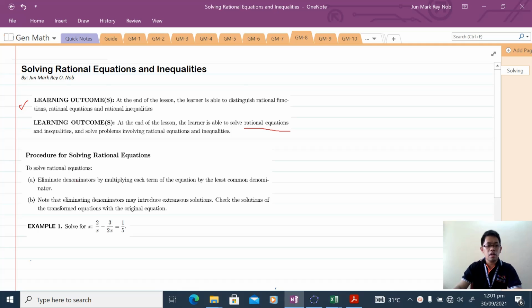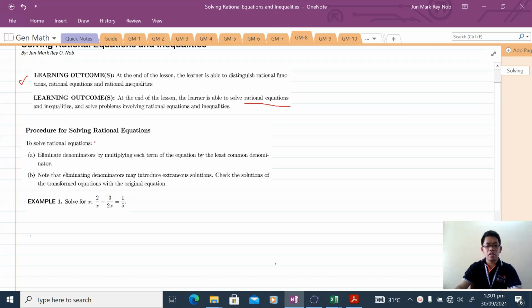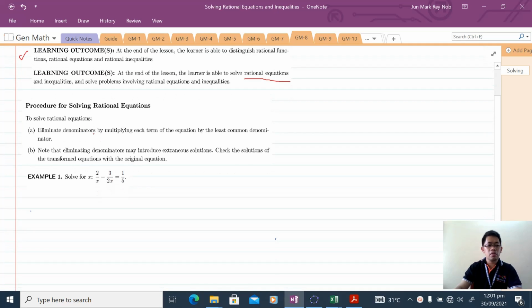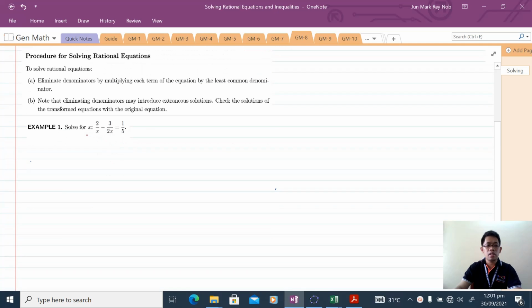Alright, so this is the procedure for solving rational equations. The first thing is to eliminate denominators by multiplying each term of the equation by the least common denominator. So we have to find first the LCD, and then note that eliminating denominators may introduce extraneous solutions. These extraneous solutions appear to be solutions, but in particular they are not actually solutions to the problem. So we need to check the solutions of the transformed equation with the original equation.